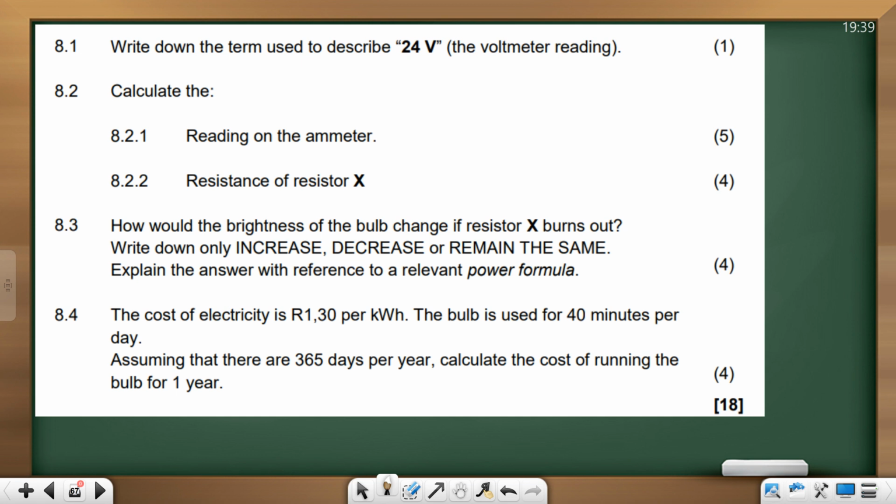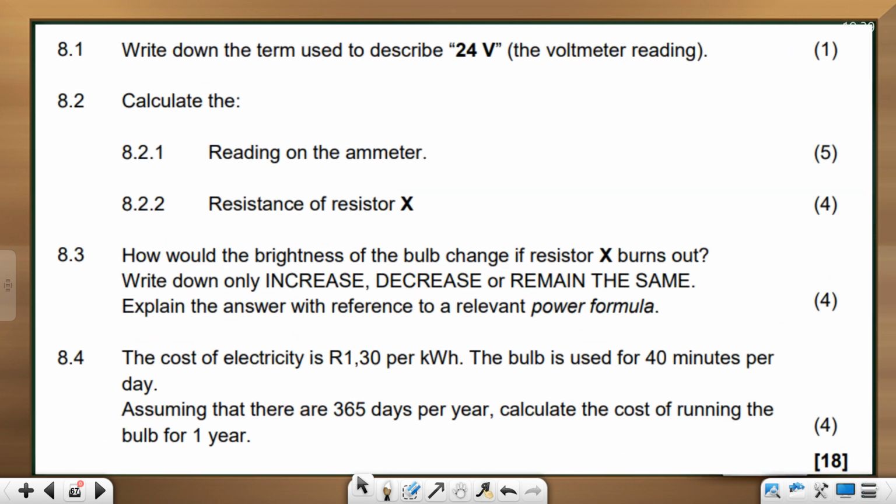Oh, this examiner. Assuming that there are 365 days. I mean, what's the problem? Just tell us the number of days. Okay, please check. The bulb is used for 40 minutes per day. But there are 365 days. What does that tell you? How many minutes for the year? 40 times 365.